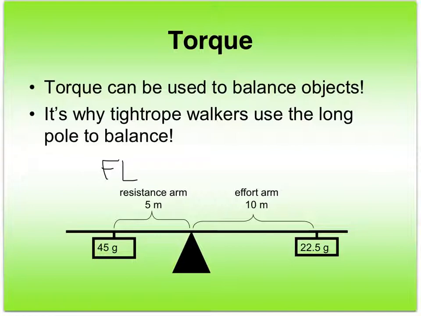You have force times lever arm and force times lever arm. The force here is equal to weight, which is equal to mass times gravity. So the weight of this object over here is half the weight of the other one because I've got double the lever arm. This is how a crane works. Your basic crane that you see on a construction yard.